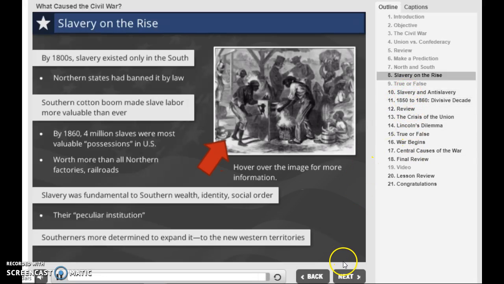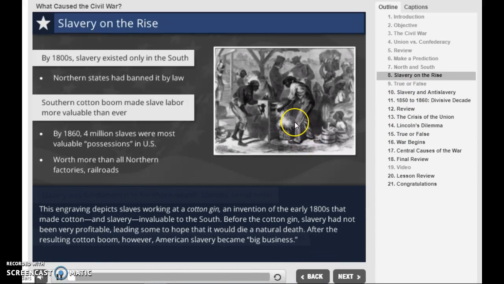Hover over the image for more information. This engraving depicts slaves working at a cotton gin, an invention of the early 1800s that made cotton, and slavery, invaluable to the South. Before the cotton gin, slavery had not been very profitable, leading some to hope that it would die a natural death. After the resulting cotton boom, however, American slavery became big business.